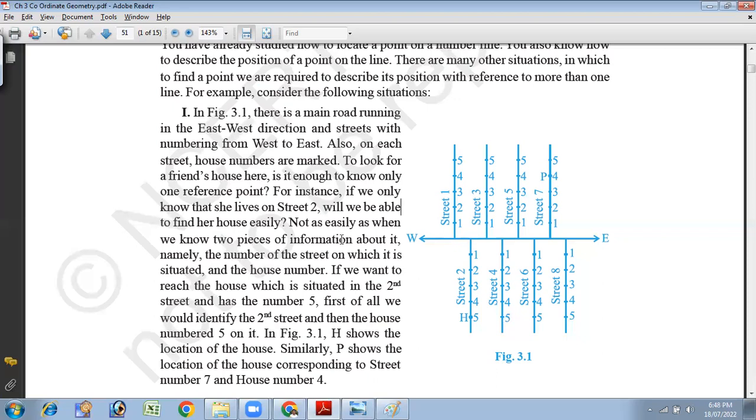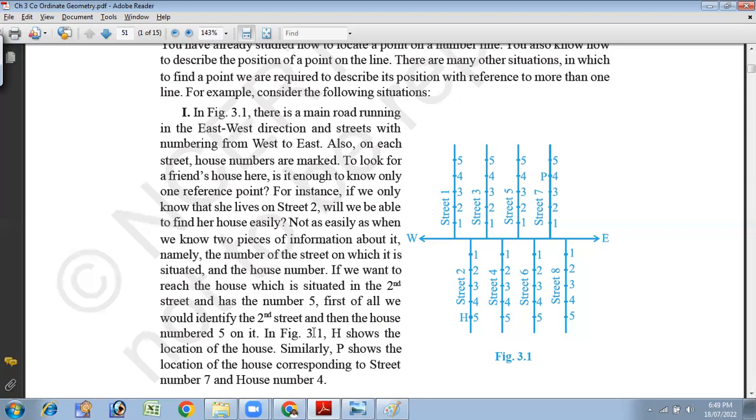Yes, sir. We know two pieces of information about it, namely the number of the street on which it is situated, and secondly the house number. If we want to reach the house which is situated in the second street with number 5, you can simply say that it is H. First of all we would identify the second street and then house number 5 on it.